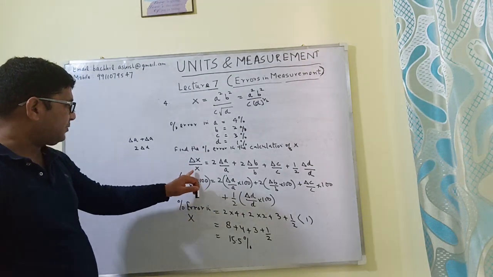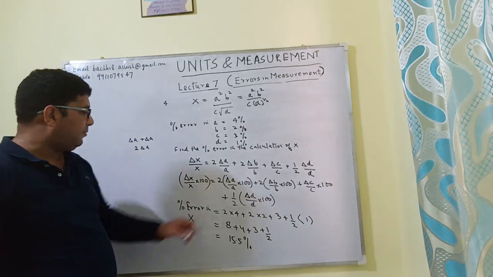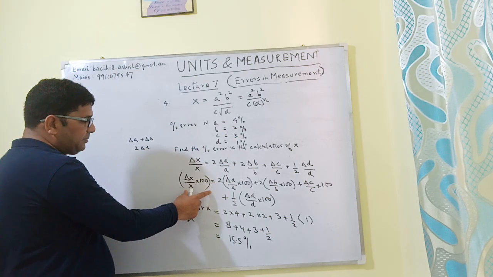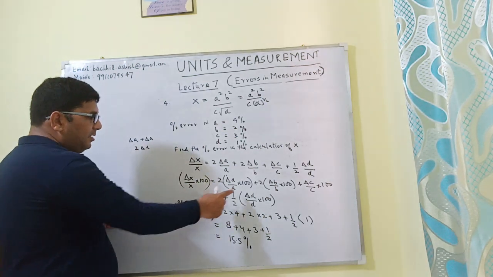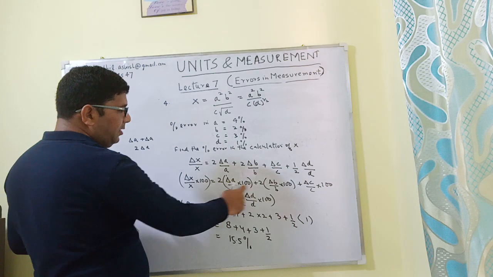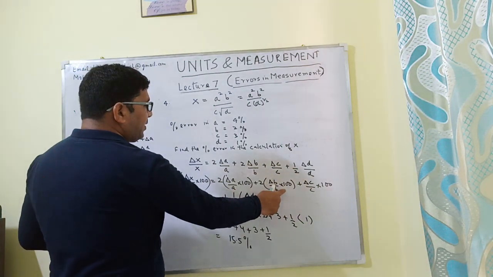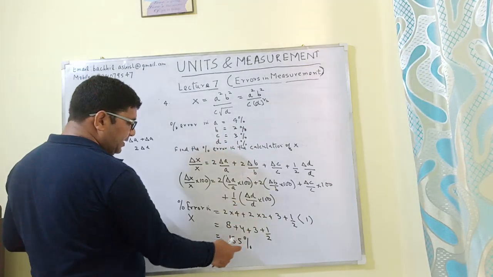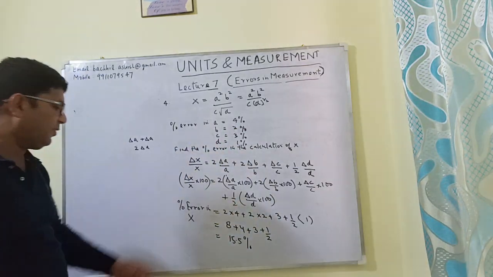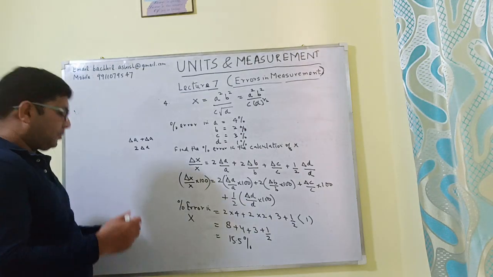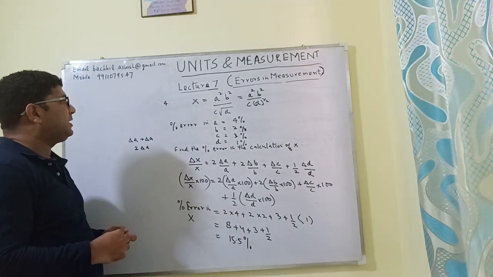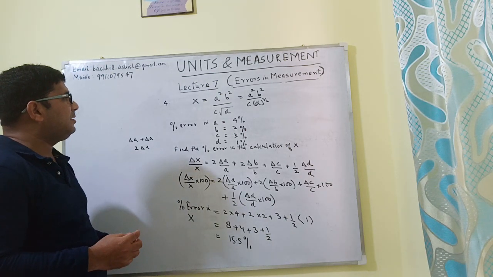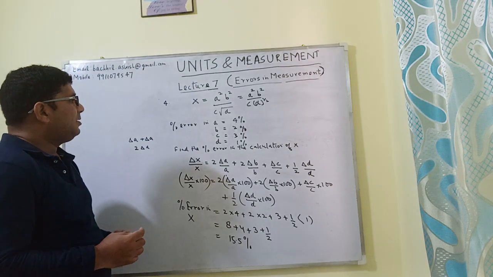this delta x by x, we have multiplied both sides by 100, and so this delta x by x into 100 is the percentage error in x, and we have got this expression. This is 4, this is 2, this is 3, and this is 1. So we have put these values in this equation, and we have got the percentage error in x equal to 15.5%.